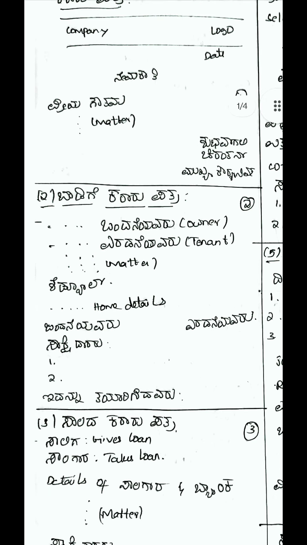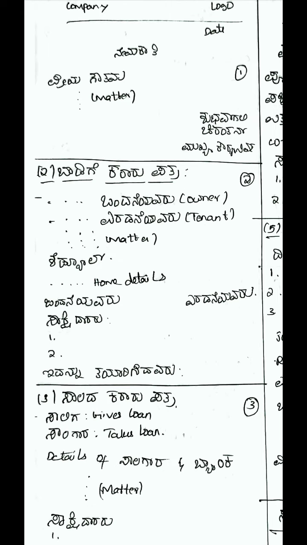The next is Badige Kararu Patra. As the name indicates, it is for giving rent. The owner of the house writes this letter for the tenant, and it is signed by the tenant. First at the top the heading is Vandaneyavaru, the owner. You will have to write the details of the owner. The details might contain his name, his age and his father's name. If given in the question, then you will have to write those details only.